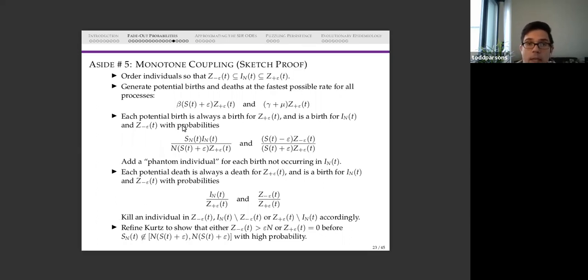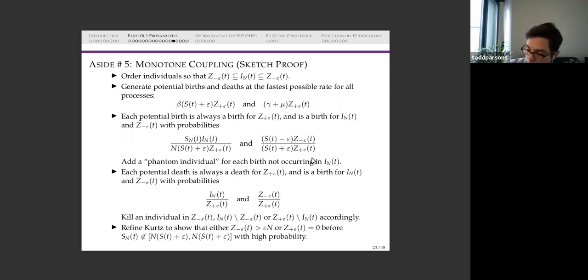All I do is that at each point I generate these potential births and potential deaths. I make the potential births and potential deaths the actual events in the largest process. Then I take a subset of those events to create my infected process and a subset of those events to create the smaller branching process, in such a way that the rates work out. When I multiply this rate by the probability of success, I get the rate for the infected process. Similarly, when I multiply this rate by this probabilistic factor, I get the rate for the slow process. So what I'm basically doing is thinning. I'm tossing away events that aren't applicable in the smaller processes.